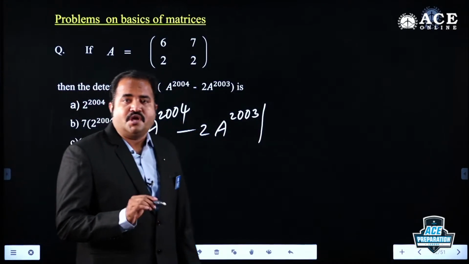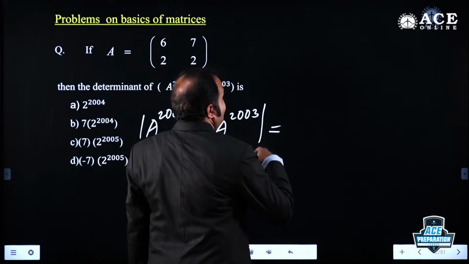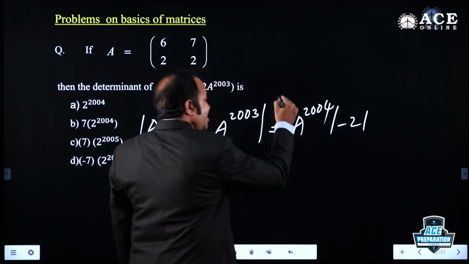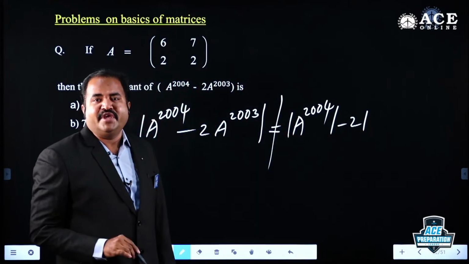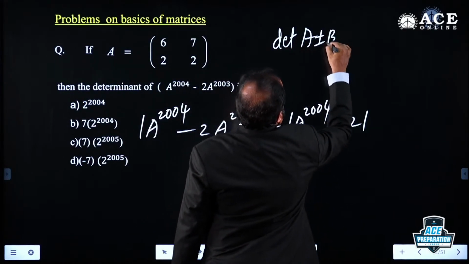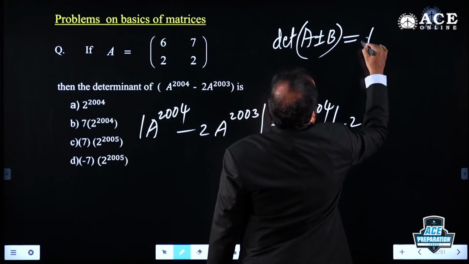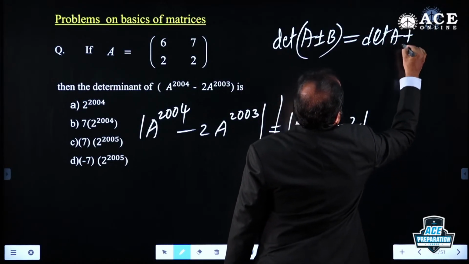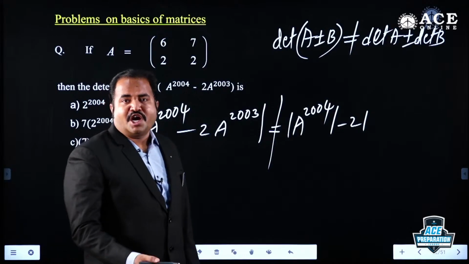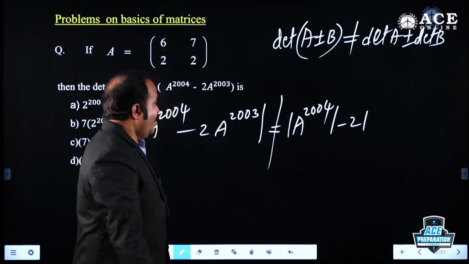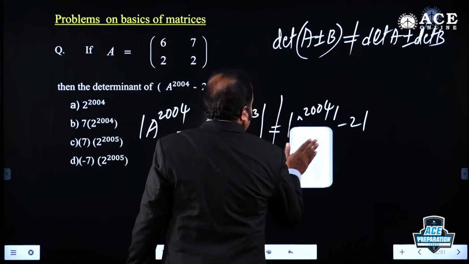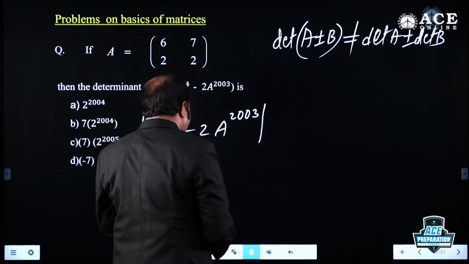Right. People used to solve this problem like this: this is equal to det of A power 2004 minus 2 times det of this one. But this is absolutely wrong, because we don't have any formula like the determinant of A plus or minus B is equal to det A plus or minus det B. This is not equal. So we should not apply such a formula, right? So what is the alternative? Look at, how do we solve this one?